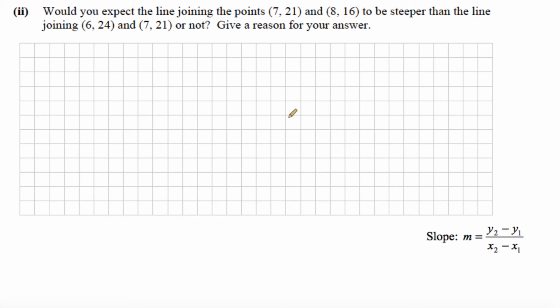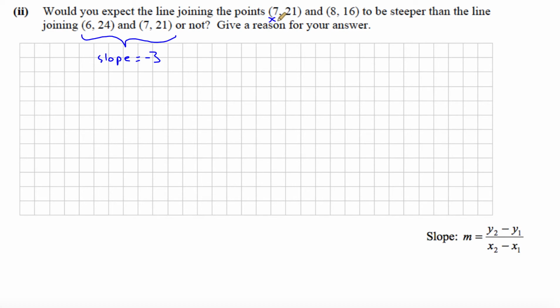Part 2 says, would you expect the line joining the points (7, 21) and (8, 16) to be steeper than the line joining (6, 24) and (7, 21) or not? So these are the 2 points we've just done. Give a reason for your answer. The 2 points we just did there, they have a slope of -3. So now we're going to do the slope of these points here.